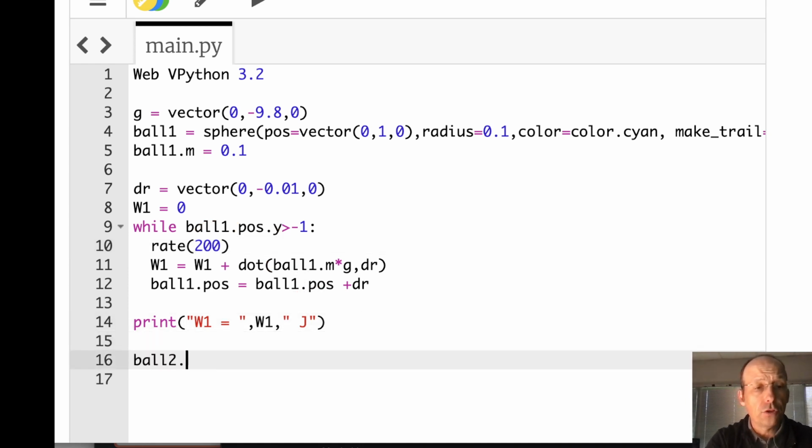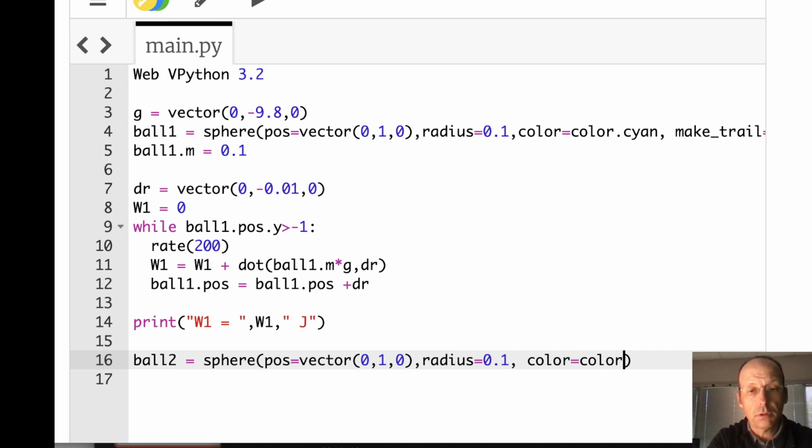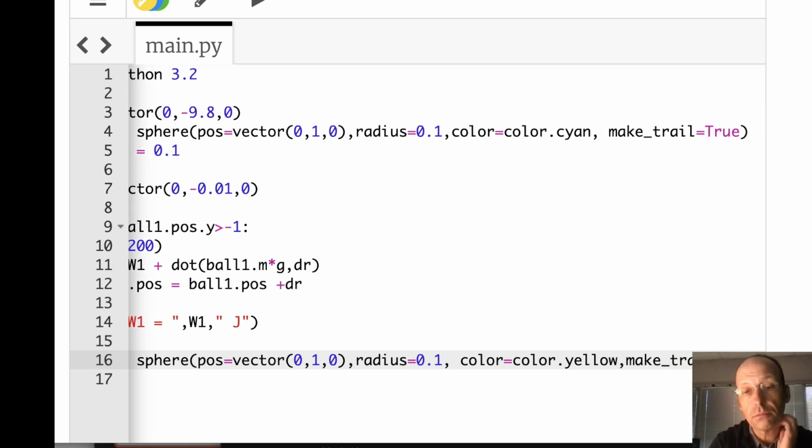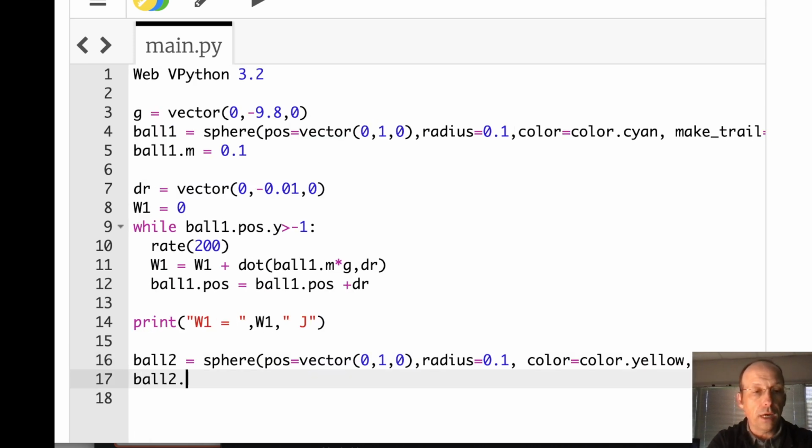Next ball, ball 2 equals sphere. Position is the same thing. Vector 0, 1, 0. Radius equals 0.1. Color is color.yellow. I find that the best colors for the default black background in Web VPython are cyan and yellow. Magenta works well too, but make trail equals true. Ball2.m equals 0.1. Okay, let me jump back over to the paper and show you how we're going to move this in a circle, and then we can calculate the work.